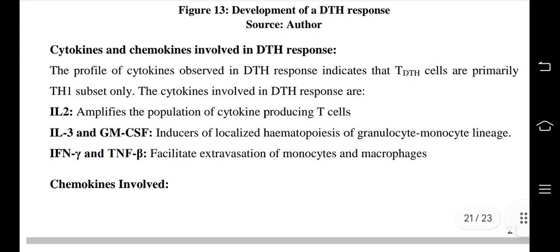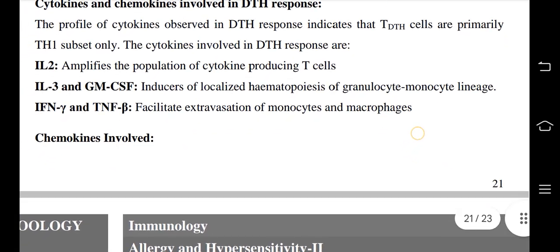Cytokines and chemokines involved in DTH response. The profile of cytokines observed in DTH response indicates that TDTH cells are primarily the Th1 subset. IL2 amplifies the population of cytokine producing T cells. IL3 and GM-CSF are inducers of localized hematopoiesis of the granulocyte monocyte lineage. IFN gamma and TNF beta facilitate extravasation of monocytes and macrophages.